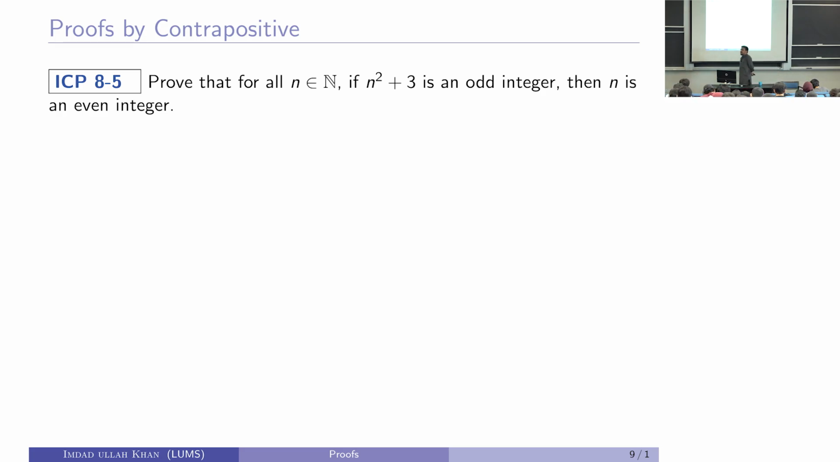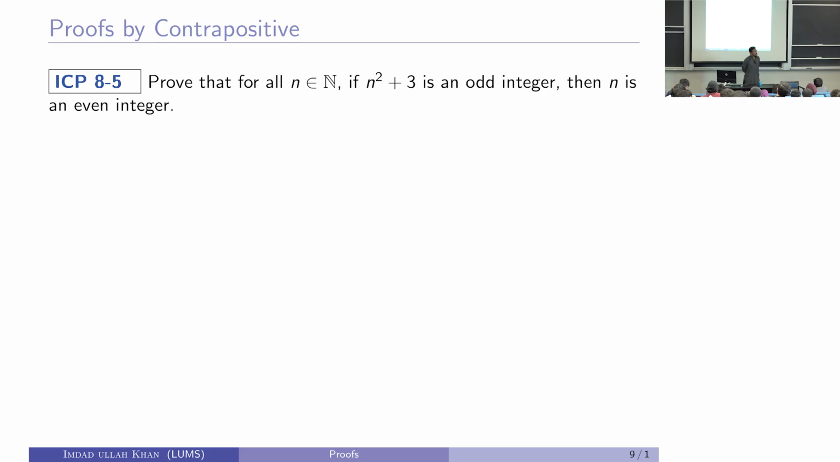So, prove that for any number n, any integer, any natural number n, if n squared plus 3 is an odd number, then n must be an even integer. If n squared plus 3 is odd, then n must be even. Is the statement clear? Do a few examples. What does it say? What is 2 squared plus 3? 7. So, it says, because 7 is odd, then what is 2? Even integer.